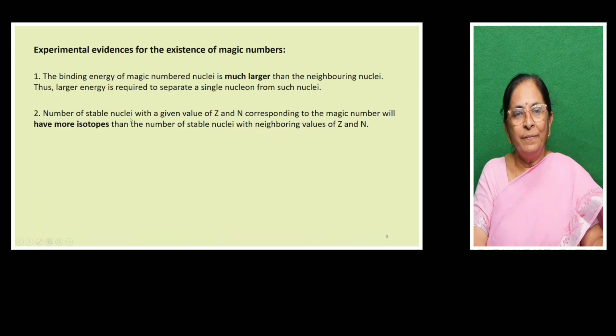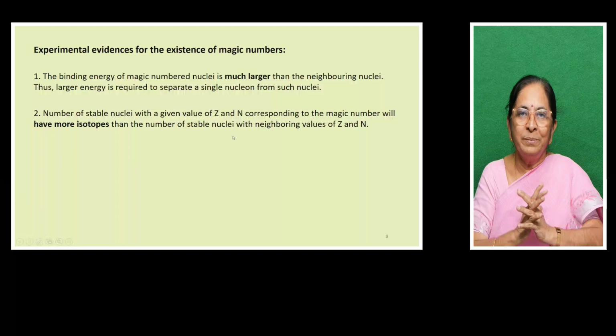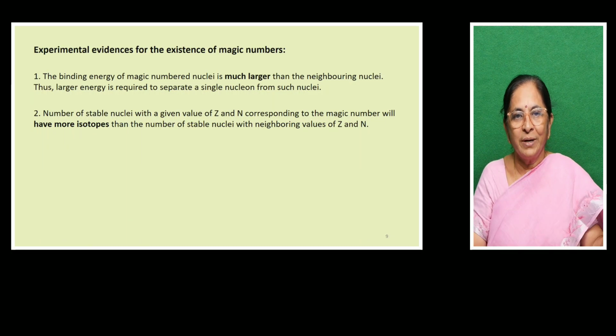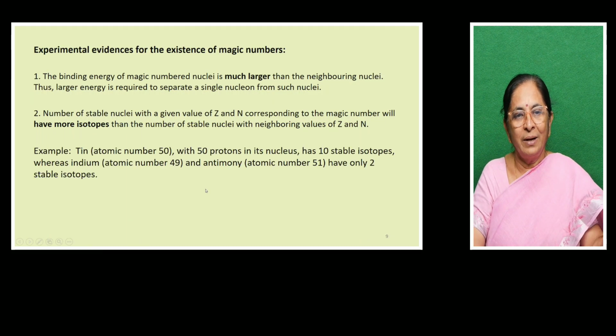Then, if the proton number or neutron number is a magic number, such elements will have more isotopes than the number of stable nuclei with neighboring values of Z and N. Suppose you take an element and its neighboring nuclei. This particular nucleus will have a nucleon number that is a magic number, while the next one and the previous one, if you consider, don't have. Here is one example. We choose tin. Tin has atomic number 50. Atomic number is nothing but proton number, 50. 50 is one of the magic numbers.